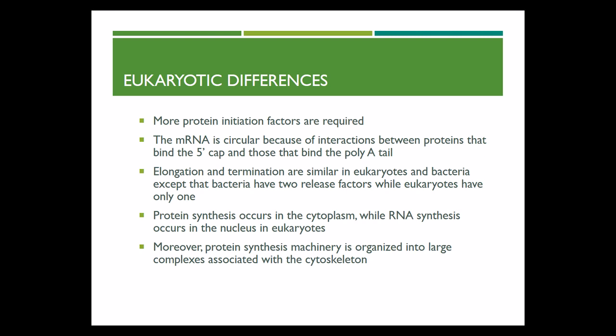Elongation and termination are similar in eukaryotes and bacteria, except that bacteria have 2 release factors while eukaryotes have only 1. Protein synthesis occurs in the cytoplasm, while RNA synthesis occurs in the nucleus in eukaryotes. And moreover, protein synthesis machinery is organized into larger complexes that are associated with the cytoplasm or the cytoskeleton.